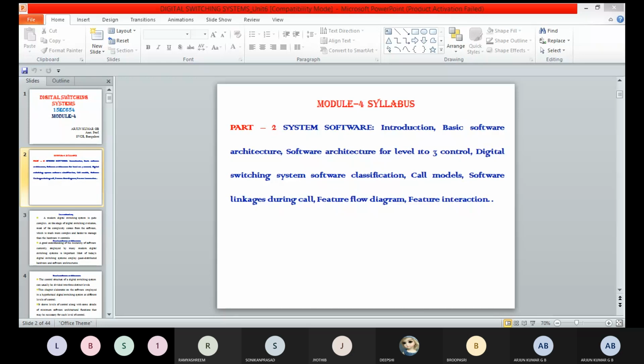Suppose level 1 is a low control, and level 3 is a high control. The low-level controls have minimum software requirements, because only a few components interact with that particular level of control. Take an example of the low-level control: the line modules and trunk modules are interfaced with this controller.